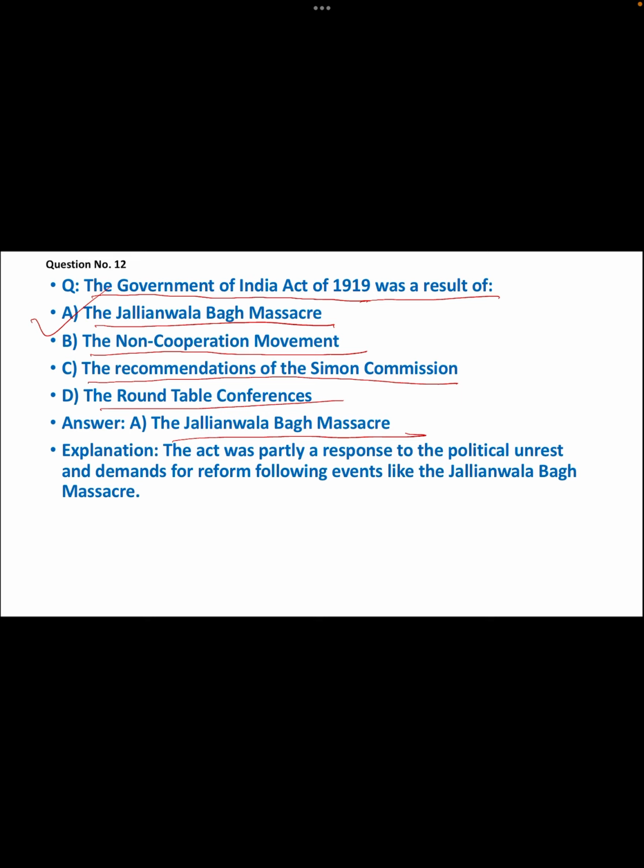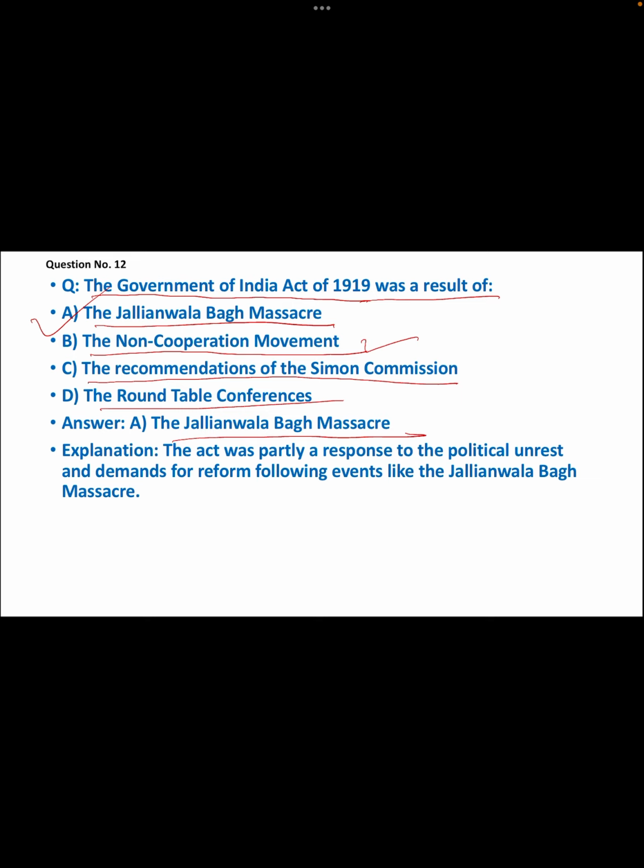Then you had the non-cooperation movement. The non-cooperation movement actually took place between 1920 and 22. It was Gandhiji's first experiment, so to say, in the direction of a civil disobedience movement. This movement was a demand to grant self-government and Swaraj in India.